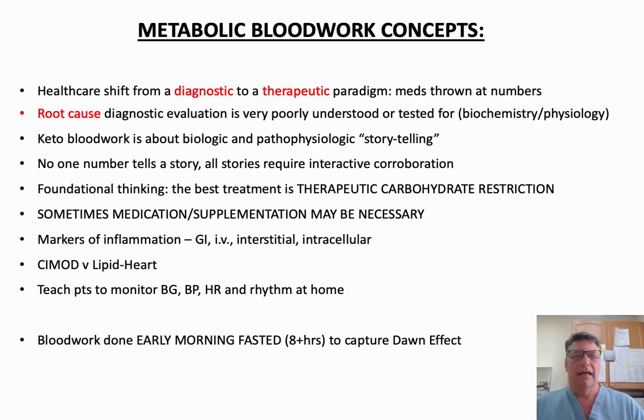And this is particularly important when it comes to diseases that we cause to ourselves. Ketogenic blood work is all about understanding biology and pathophysiology and allowing the numbers to tell a story of disease or a story of improving health. And the key thing about numbers telling stories is that no one number tells a story. All stories require interactive corroboration. So when we look at one number, the diagnostics are going to be supported by a collective set of numbers that all modify or qualify that particular number.